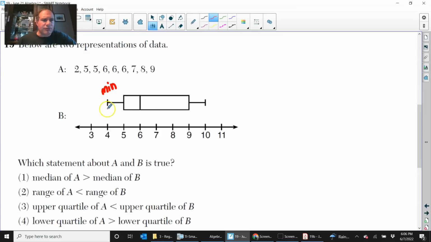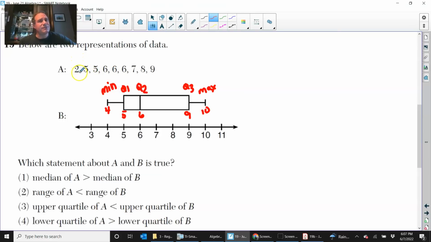This is the min, so the min is 4. The max is 10. Let me start with quartile 1. Quartile 1 is 5. Quartile 2, which is the median, is 6. And this is quartile 3, which is 9. Okay, so that's it. They are shifting back from A to B, A to B. So you do have to figure out the 5-number summary.